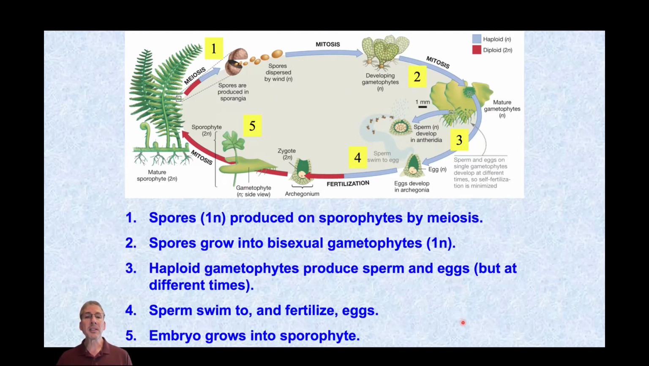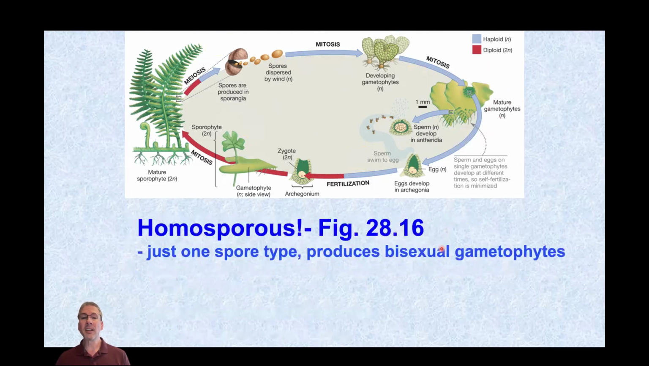So if you think about this life cycle and think about these spores produced, yes, they'll produce thousands of spores, but they all pretty much look the same, and each spore grows into a bisexual gametophyte. So that illustrates this concept of homospory. So we say ferns are homosporous, meaning they produce just one type of spore. Again, each one growing into a bisexual gametophyte.